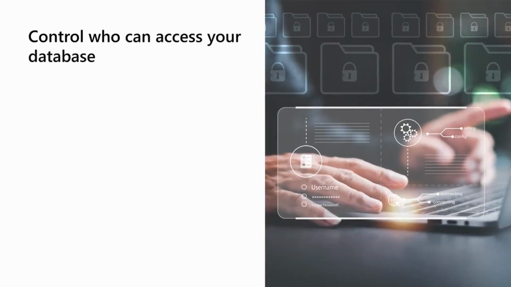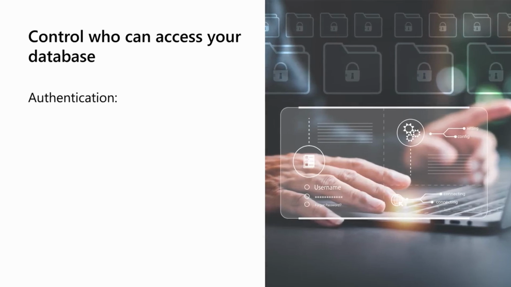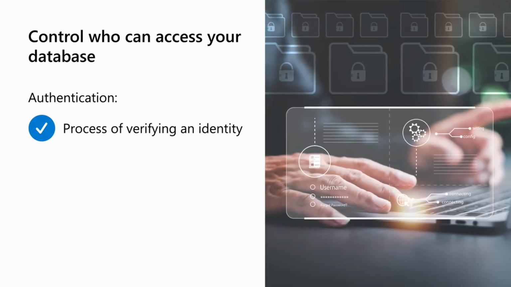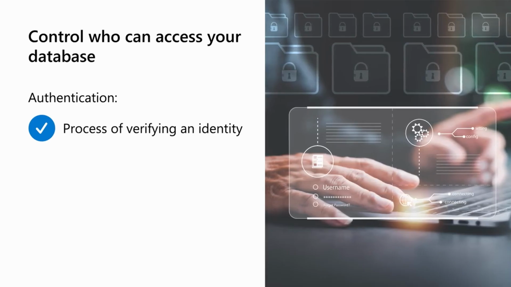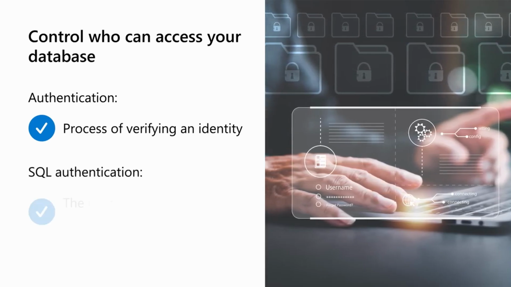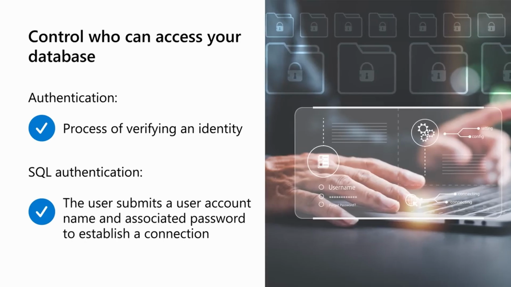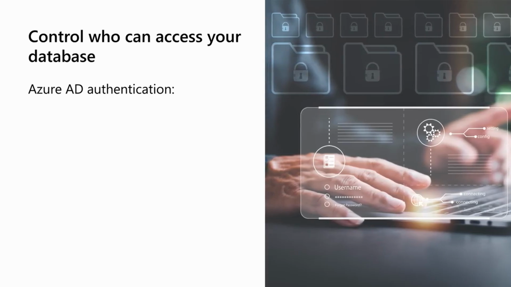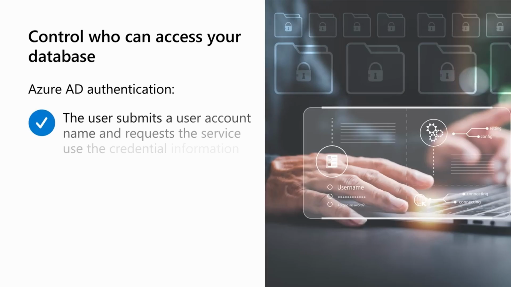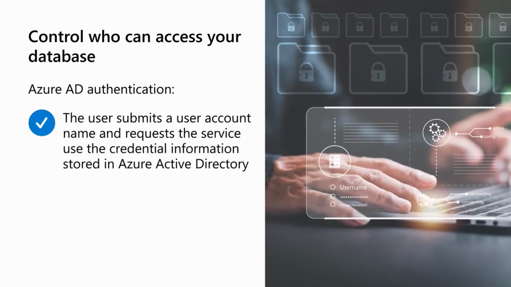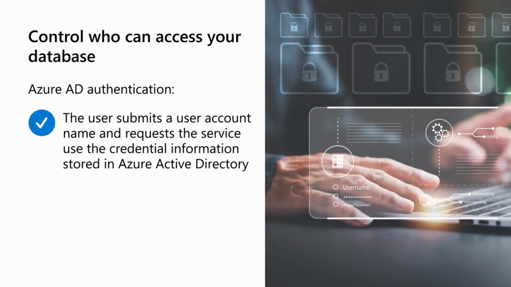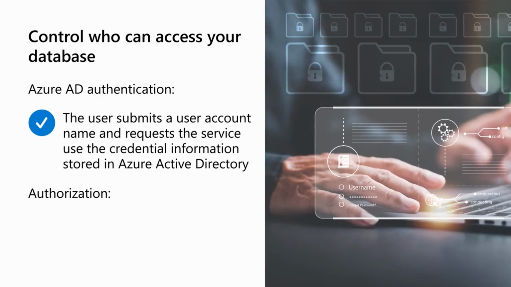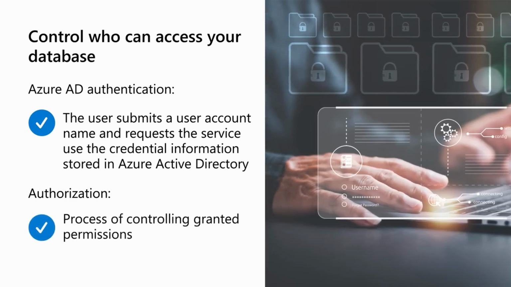You learned how you can control who can access your database by understanding authentication, which is the process of verifying an identity. You discovered that SQL Database supports two types of authentications. One is SQL authentication, through which the user submits a user account name and associated password to establish a connection. The other is Azure Active Directory authentication, or Azure AD authentication, which helps the user submit a user account name and requests the service use the credential information stored in Azure Active Directory. You also learned that authorization refers to what an identity can do within Azure SQL Database by controlling granted permissions.